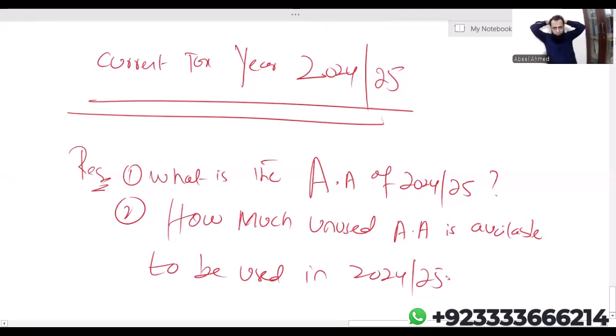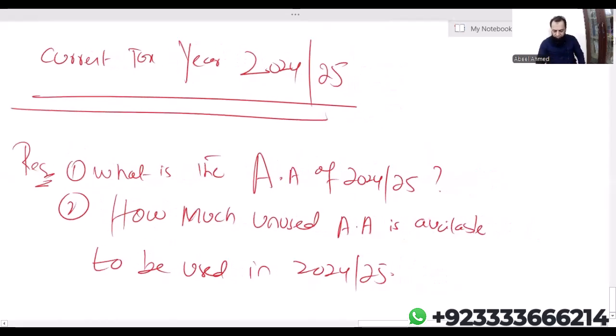Now listen carefully. First of all, the current year annual allowance limit will always be used, and after that, we will utilize any unused limit. Repeat: the rule is always first utilize the current year annual allowance limit. After that, you will be using the unused annual allowance limit. What is the annual allowance for the tax year 24-25? It is £60,000.